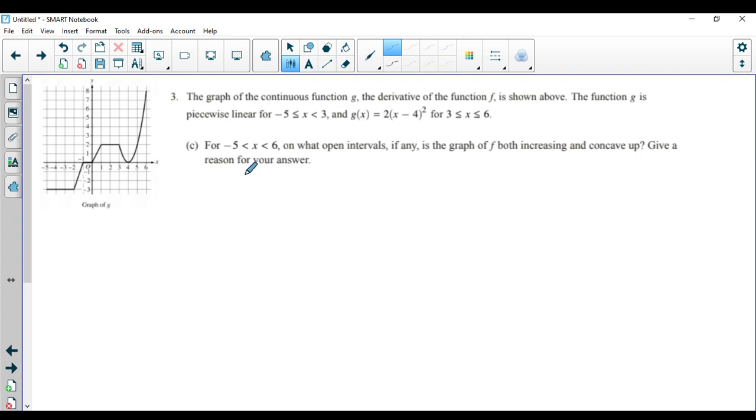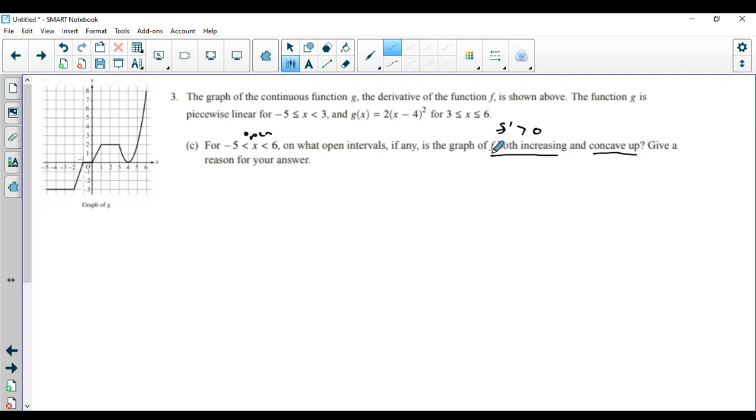Okay, so it says on this whole interval, -5 to 6, open interval really, there's no or equal to. On what open intervals, if any, is the graph of f both increasing and concave up, and then give a reason for your answer. So to me, this is bread and butter stuff. If you want to know where f is increasing, then you should know that means when f prime is positive, right? A function's increasing when its derivative is positive.